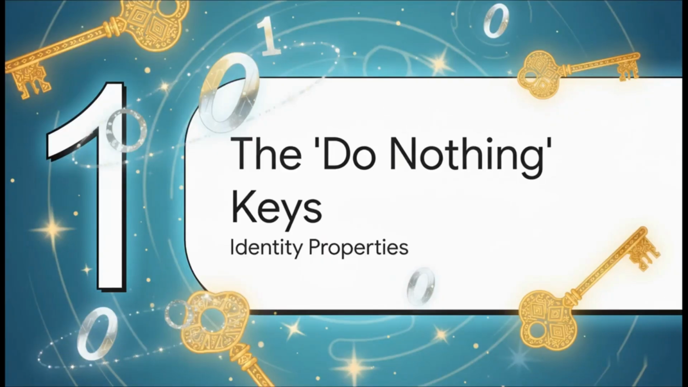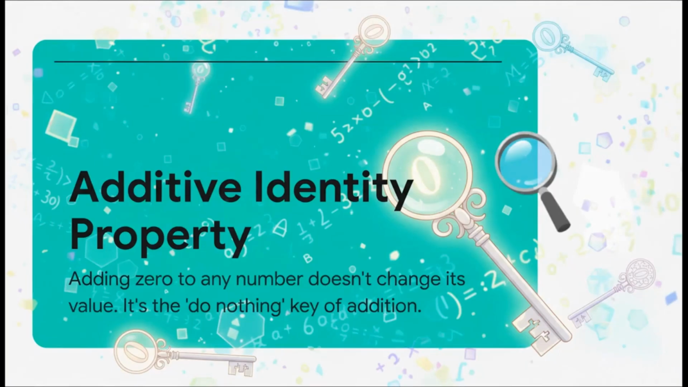All right, so let's grab our first set of keys. Now, I like to call these the do-nothing keys. But don't let that name fool you. Their power is actually in their simplicity. In the math world, they're known as the identity properties. So first up, we have the additive identity. And it is incredibly straightforward.